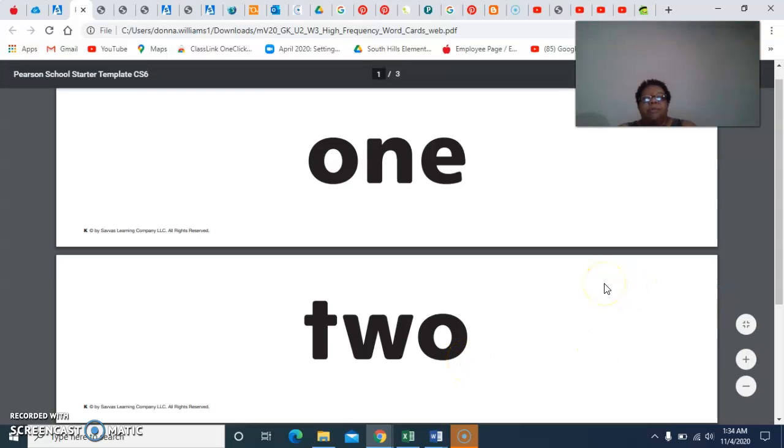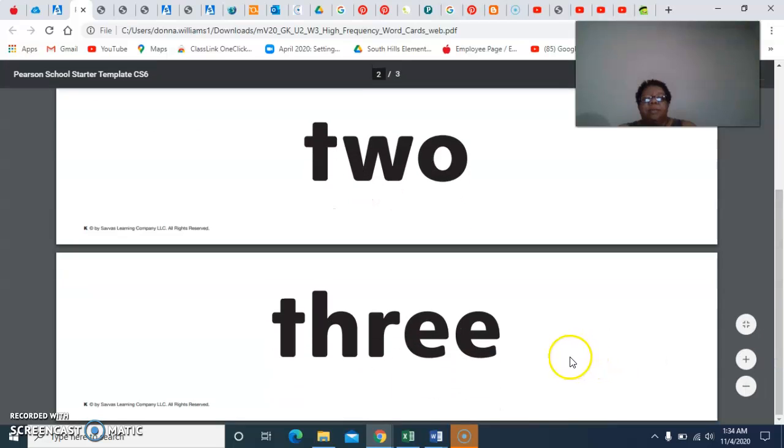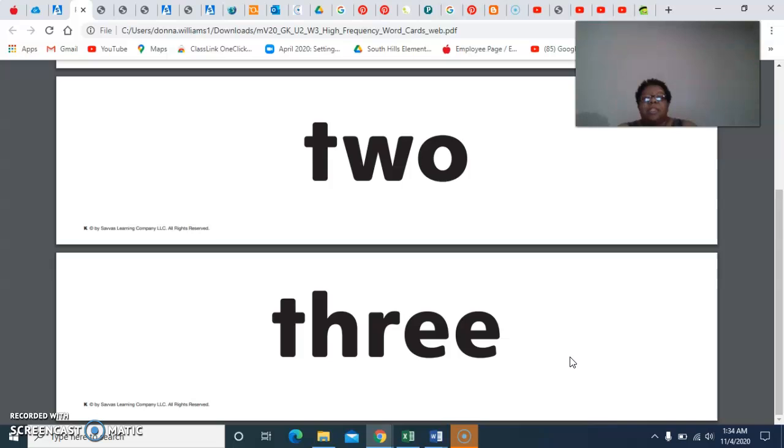So these are our high frequency words, sight words. Sometimes people call them popcorn words. So we have one, two, three. So make sure you practice and remember these words to help you with your reading.